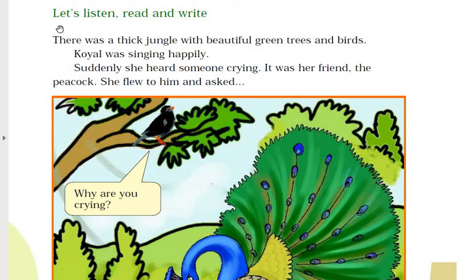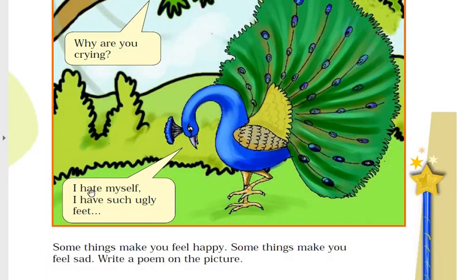Okay, so let's listen, read and write. There was a thick jungle with beautiful green leaves, green trees and birds. Quail was singing happily. Suddenly she heard someone crying. It was her friend the peacock. She flew to him and asked. So what did she ask? Why are you crying? And the reply of the peacock is, I hate myself. I have such ugly feet.